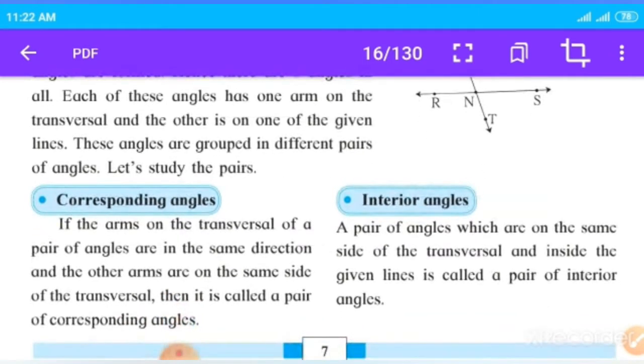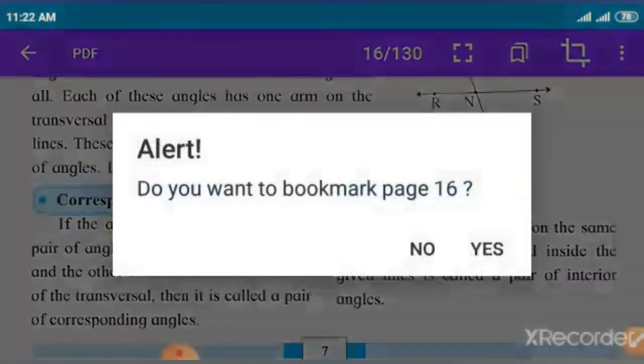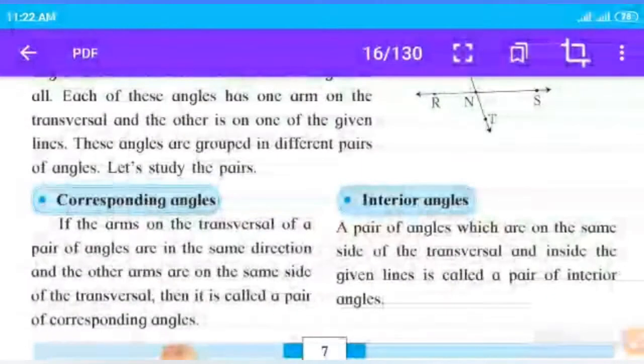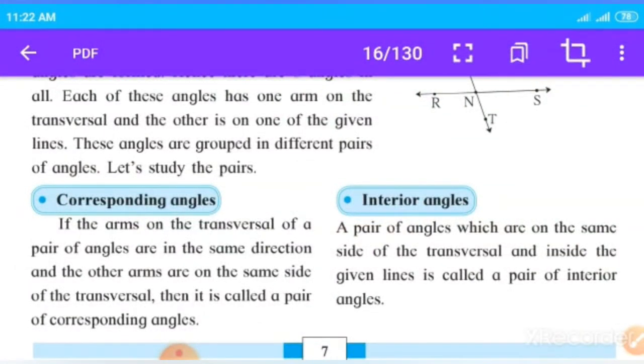Corresponding angles. If the arms on the transversal of a pair of angles are in the same direction and the other arms are on the same side of the transversal, then it is called a pair of corresponding angles.